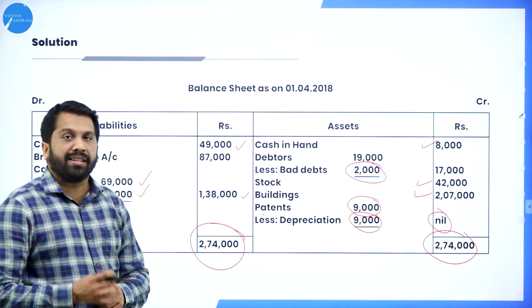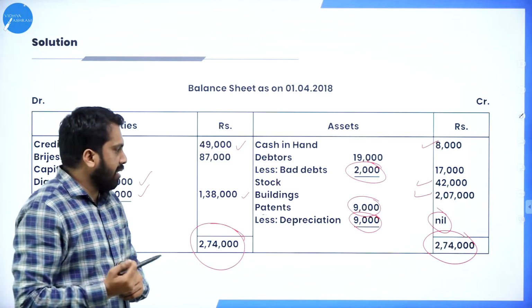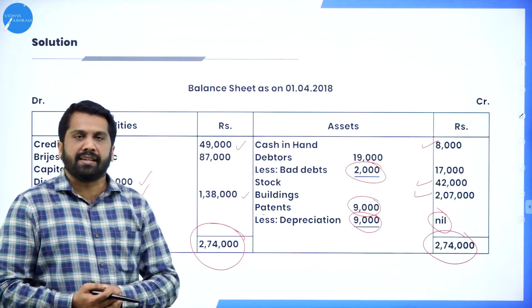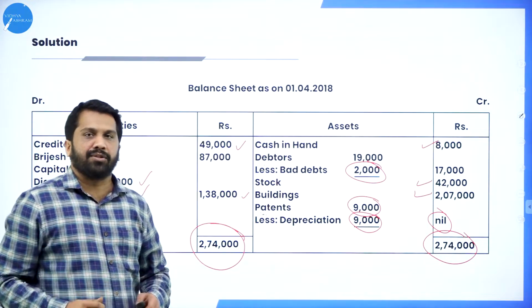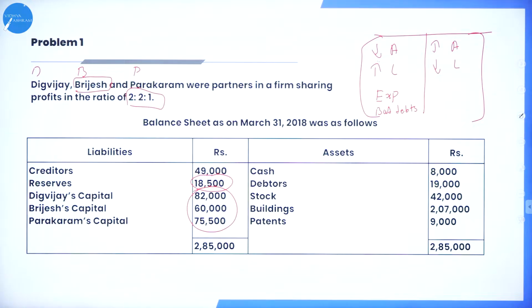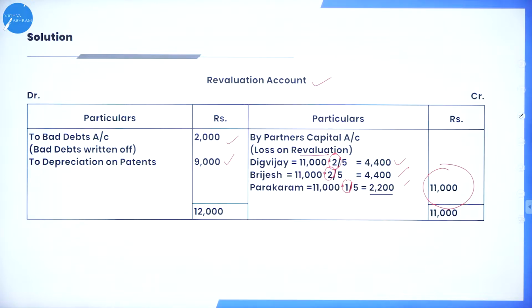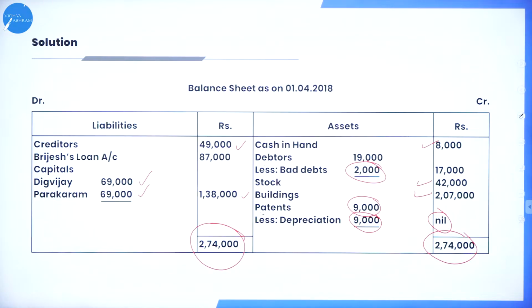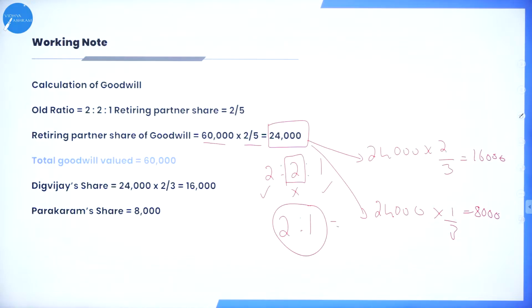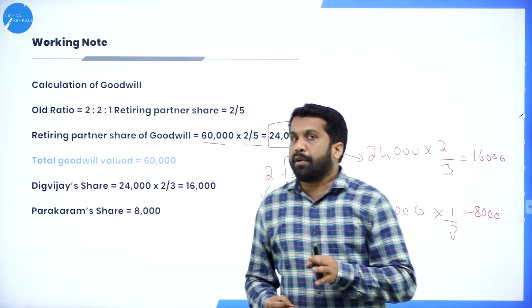Hope you understood. This is all about your retirement of partner. I'll go out of the screen. Please take a screenshot of the retirement of partner question with solution. So this is your problem number 1, your question part, your solution, revaluation account, partner's capital account, balance sheet, your working note. So up to this we discussed the retirement of a partner.